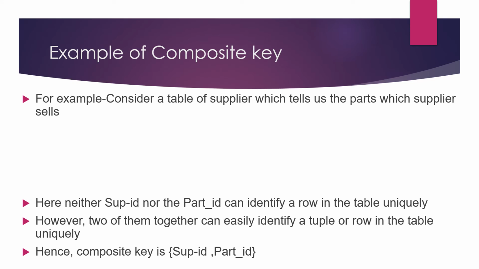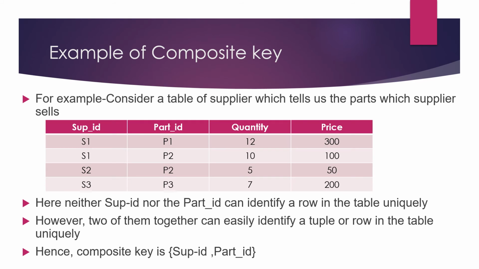Let us see one example of composite key. For example, consider a supplier table which tells us the parts which a supplier sells. Here the attributes are supplier ID, part ID, quantity and price. Here neither supplier ID nor part ID can identify a row in the table uniquely. However, two of them together can easily identify a tuple or row in the table uniquely. Hence, the composite key is supplier ID and part ID.